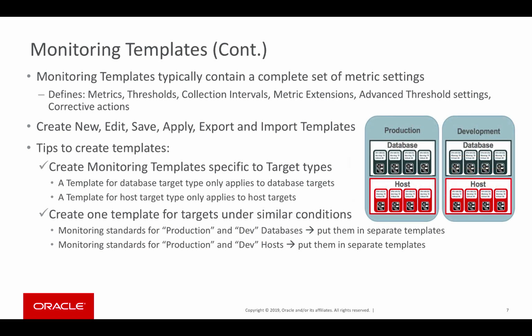You may have groups of targets that are used under particular conditions, such as production or development. Say each group has a set of databases and hosts, then probably they have different workloads, and because of that, monitoring requirements are also different. In this case, you need 4 different templates: one for production host, another for development host, one for production database, another for development database.